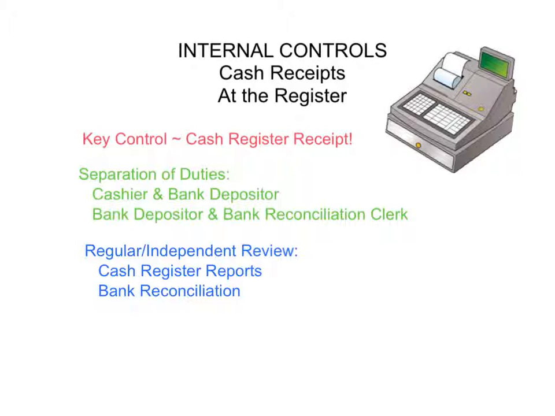Finally, the second regular and independent review related to this internal control over cash receipts at the register would be the actual bank reconciliation. The bank reconciliation is making sure that the amount that the bank depositor said they deposited each day was actually deposited.